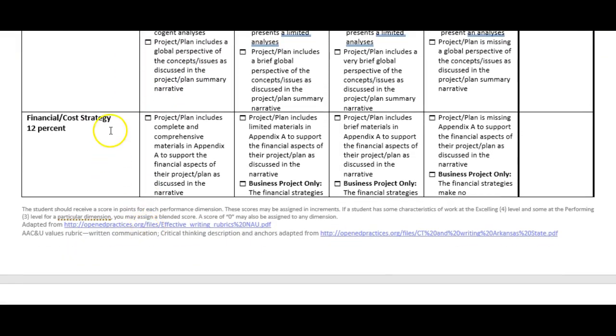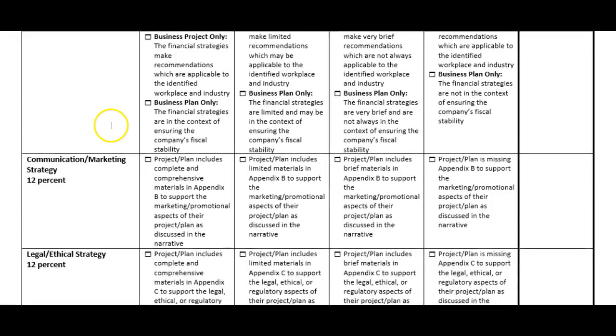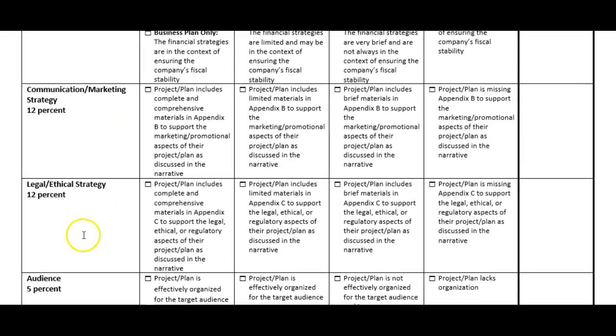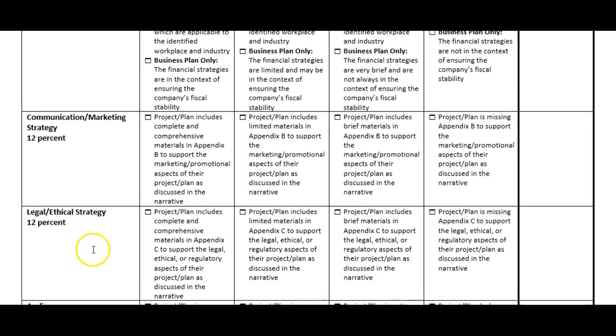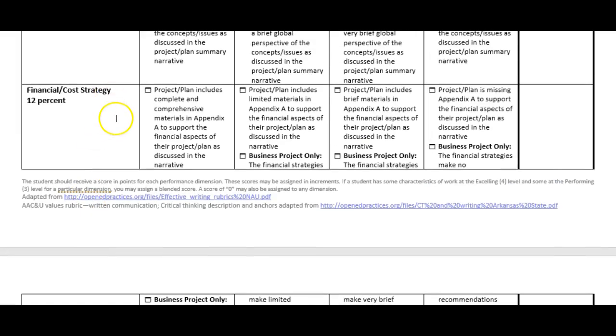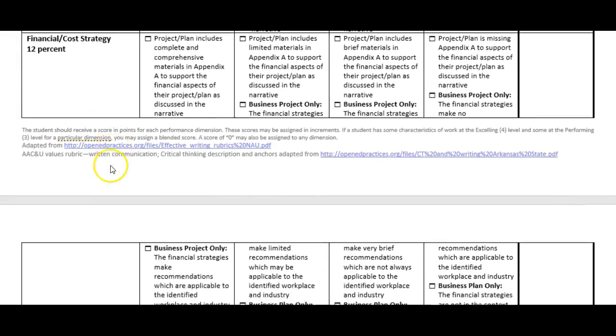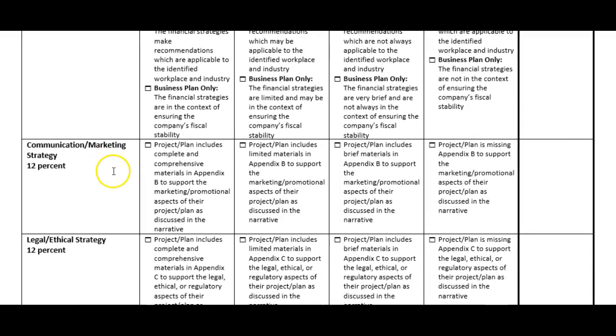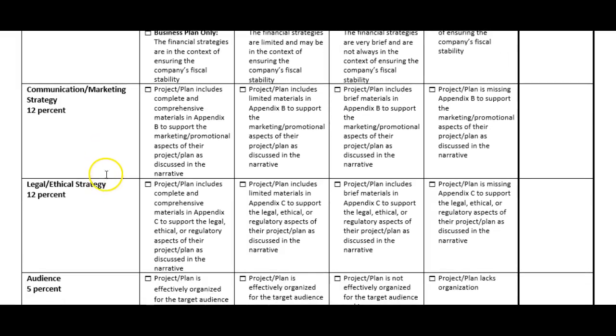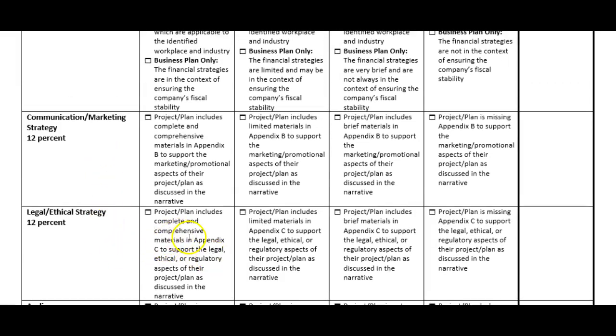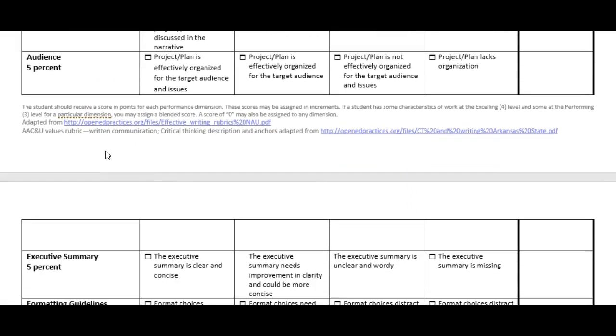Then you have a section on financial cost, communication and marketing, and legal ethical strategy. These 3 sections refer to these topics, which we mentioned in the application and analysis section, the 4th section of your work, and it refers to the appendices. You want to make sure that in Appendix A and Appendix B and Appendix C, you have the documents that support your points on these 3 topics.